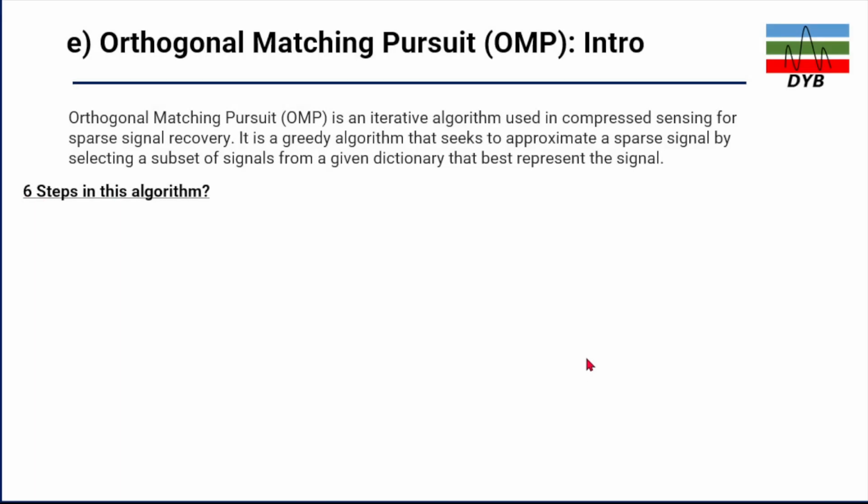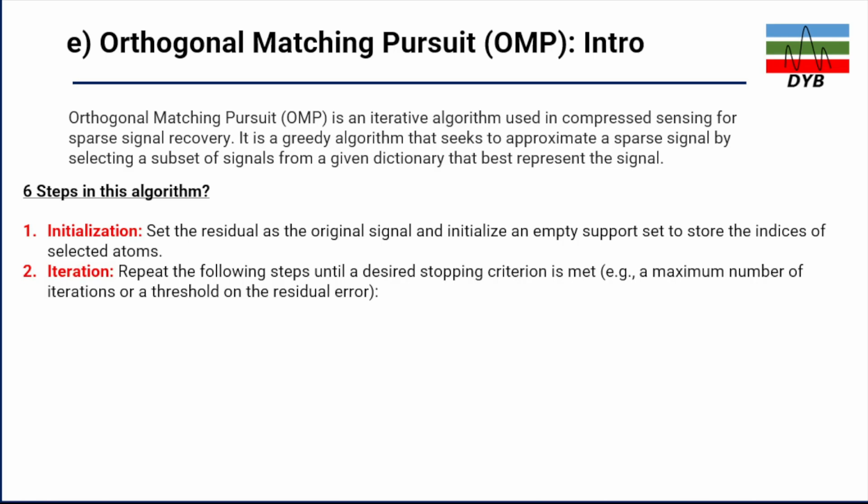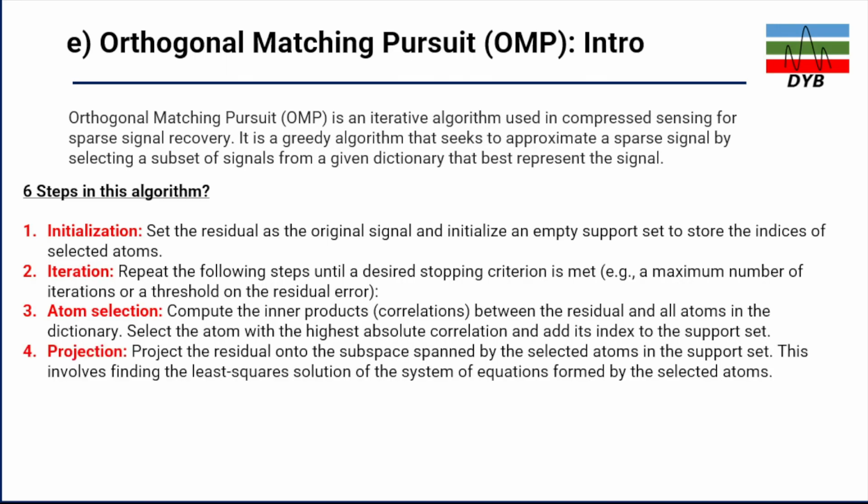The first step in this algorithm is initialization. In this procedure, it sets the residual as the original signal and initializes an empty support set that stores indices of the selected atoms. I will give you an example of these steps. Then it has the iteration, so it repeats the following steps until the desired stopping criterion is met, for example, a maximum number of iterations or a threshold on the residual error.